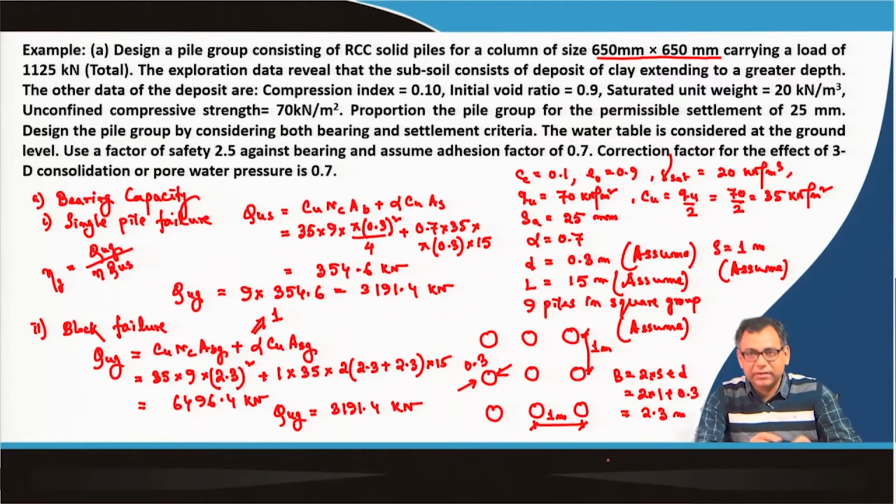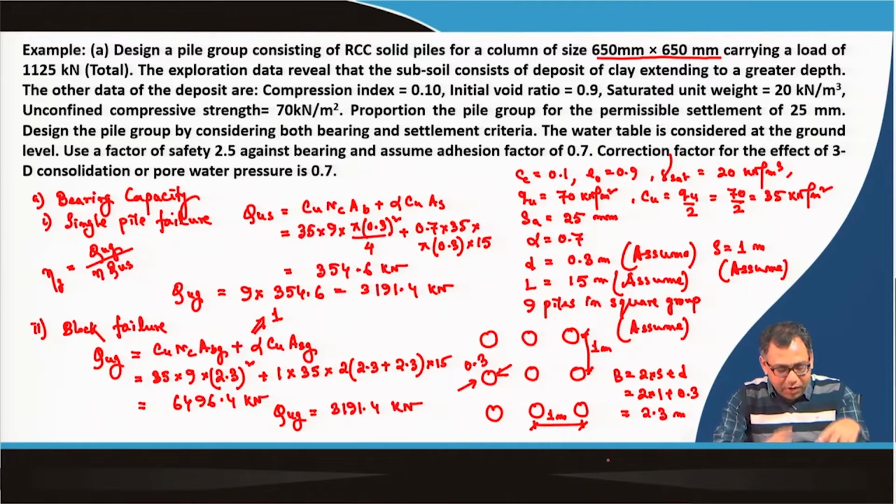So, we cannot say this is the efficiency. When there is a group pile failure, suppose this block failure gives a lower load carrying capacity compared to the single pile failure, in that case you can use this expression and put in the values, and you will get an efficiency less than 1. So, that will be the efficiency of your pile group. But when the single pile failure gives a lower value compared to the block failure, that means the spacing is sufficiently large, that is why we are getting a single pile failure. So, in that case the efficiency will always be 1.